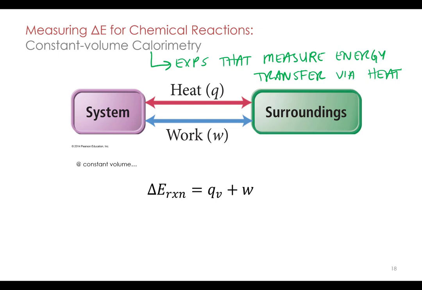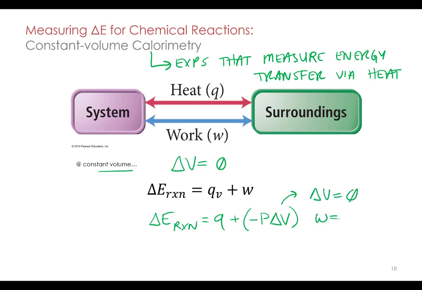We can do it two ways, at constant volume and constant pressure. At constant volume, what would delta V equal? If we design an experiment where we don't allow the system to change volume, delta V is zero. Final minus initial, it wouldn't change. If we break up the work equation, we have negative P delta V. If delta V equals zero, what does work equal? Zero joules.